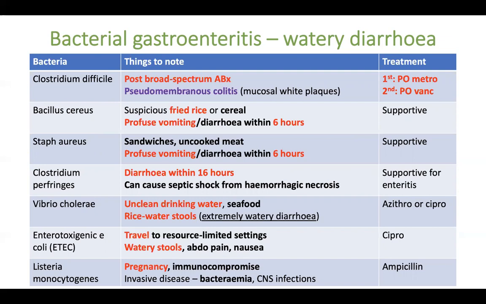And then clostridium, I don't think it's too important, but it can cause hemorrhagic necrosis of the bowel. Cholera is your classic rice water stools. This is your traveler's diarrhea, E. coli, watery stools, and listeria is more so in pregnant women. I think that's all the high yield stuff.